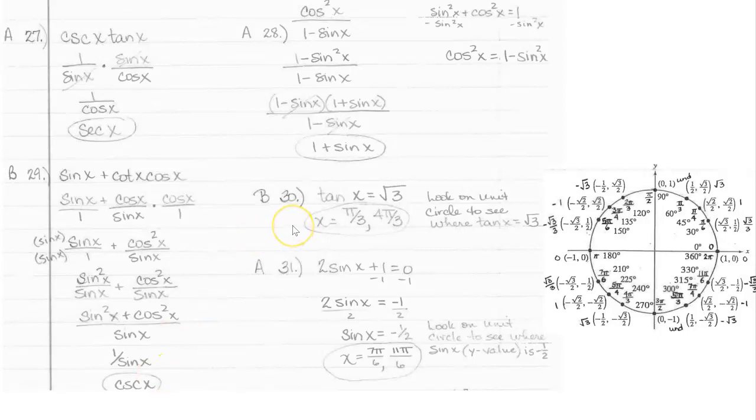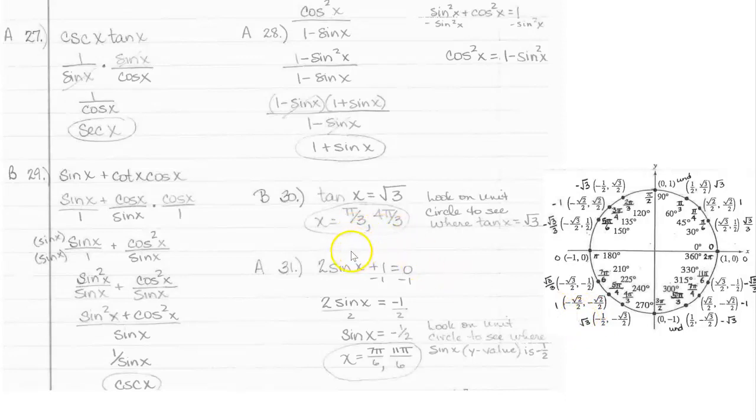All right, then 30, they asked me to solve, and they give me tangent x is equal to the square root of 3. So all I need to do is look on my unit circle and see where tangent is equal to a positive square root of 3. So that's going to be right here at pi over 3, and then right here at 4 pi over 3. So that's where we got those two answers.